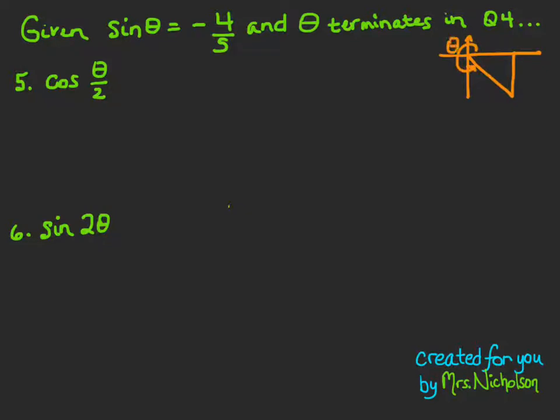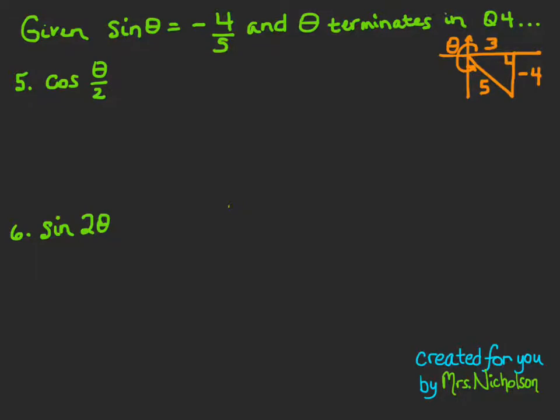This is theta. And they told us that sine is -4/5. Sine is y over r. So that means that the -4 goes over here. And the radius, the hypotenuse, would be 5. And so this is a 3, 4, 5 right triangle, which means my x side is going to be 3.